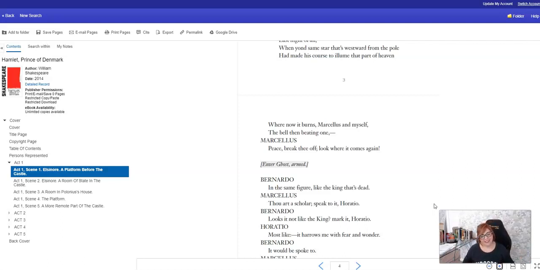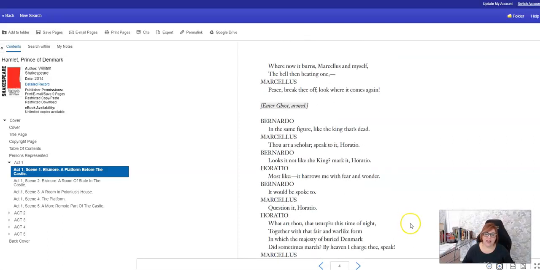So, it's pretty tense. Then Horatio goes, "Most like it harrows me with fear and wonder." Also, we figure out who the ghost is. The ghost is the dead king. Okay? Which, spoiler alert, it's King Hamlet. This play can get a little confusing because we have King Hamlet and then we have Hamlet, who is Prince Hamlet, but we call him Hamlet. So, King Hamlet is often called the ghost or King Hamlet.